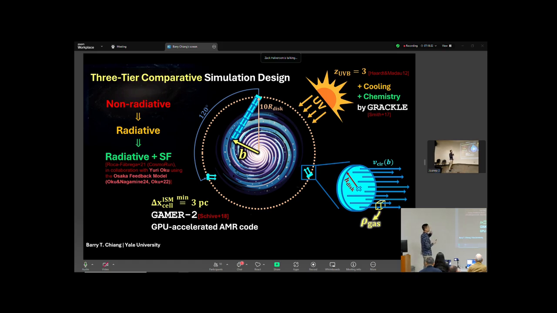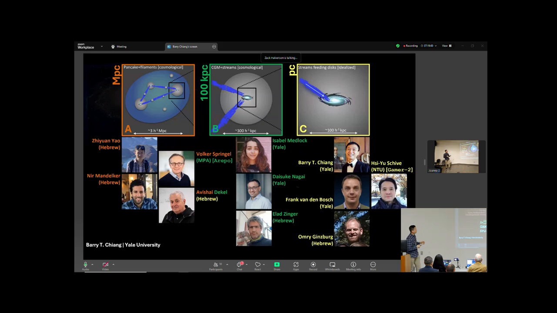They are calibrated to the AGORA Cosmo run. So this is in collaboration with Yuri Oku, who has integrated the Osaka feedback model into GAMER. This is also a very different regime and resolution. So at the same time, in the simulation group, there are also people running parsec resolution on dwarf scales, which is more accessible to understand the numerics and calibration of these star formation models. So I will stop right here to take questions.